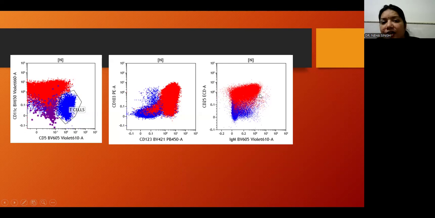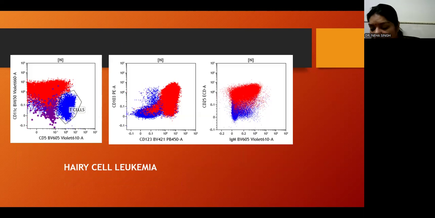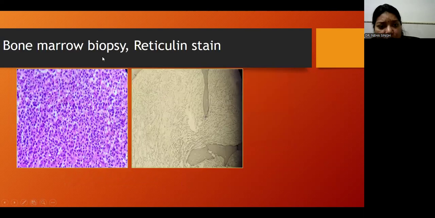So more or less you are, on the basis of your morphology and flow, sure that it is a case of hairy cell leukemia. But you should not leave the case at that point. If you have a simple test available in your lab, you should go ahead and confirm the diagnosis, because if your case is positive for BRAF V600E, this will... sorry, I'll show the biopsy also.